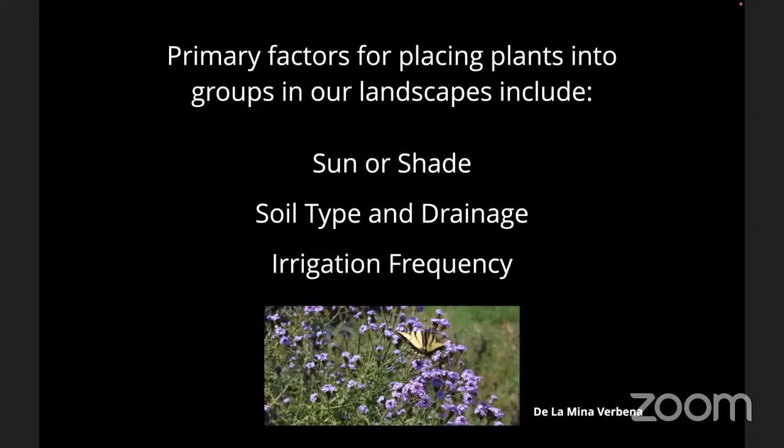But just to review, how do we select these plants? Well, the primary factors for grouping our plants into the landscape include sun or shade, soil type and drainage. Do you have relatively well-draining soil, or do you have heavy clay or highly compacted soil that doesn't drain? Either way, even if you have heavy clay, there's lots of things to choose from, but you want to know that because some water-wise plants want good drainage.